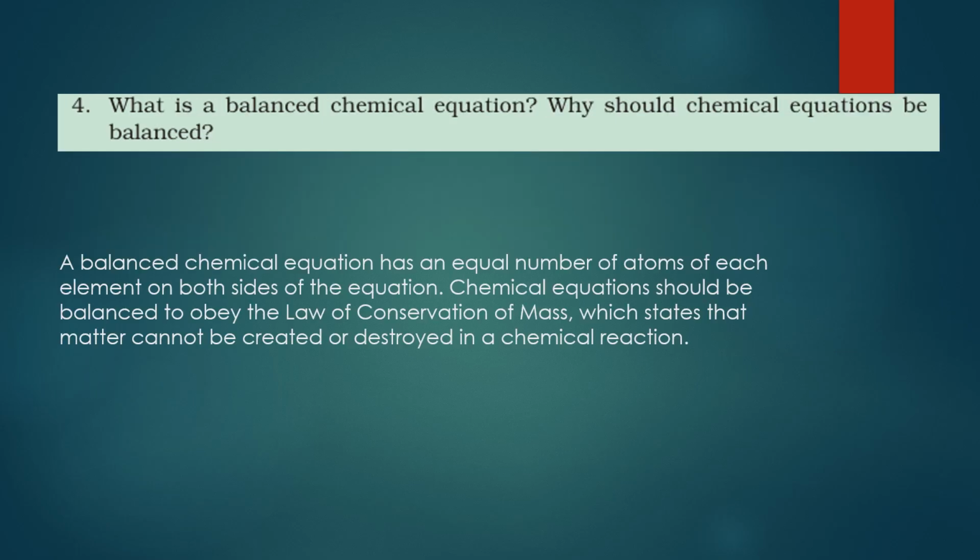Fine. So next is, what is a balanced chemical equation and why should chemical reactions be balanced? So just to define it, a balanced chemical equation has an equal number of atoms of each element on both the sides of the equation. And they should be balanced so that they obey the law of conservation of mass that states that matter can neither be created nor destroyed in a chemical reaction.